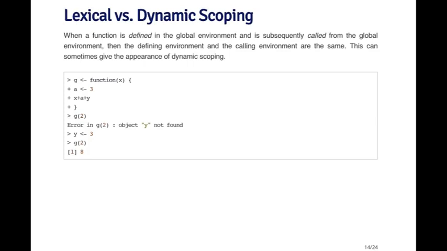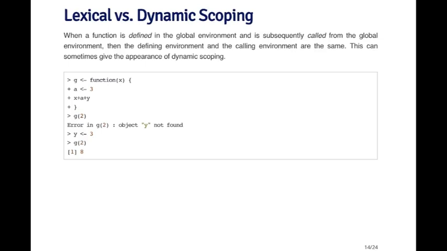So the one thing that will make lexical scoping and dynamic scoping look the same is that when a function is defined in the global environment and is subsequently called from the global environment, then the defining environment and the calling environment are exactly the same. And so this can sometimes give the appearance of dynamic scoping even when it doesn't exist. So here I've got a function called g. It takes an argument x. It assigns a to be equal to 3. And then it adds x plus a plus y. So in this case, x is a formal argument. a is a local variable, so it's not a formal argument, but I defined it inside the function, so that's okay. And then y is a free variable.